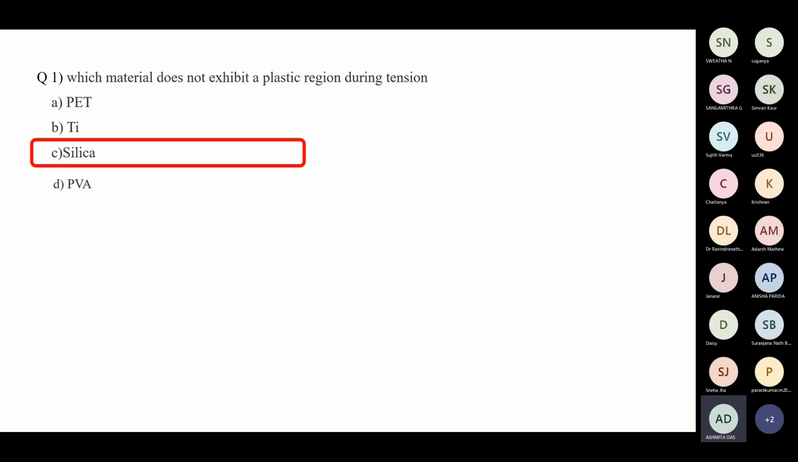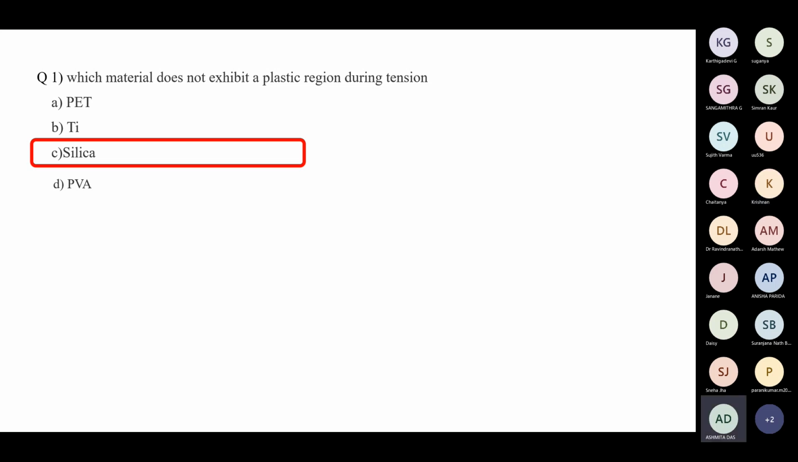Okay. So first, Shanghamitra, what is your answer? PET. Why? Because it is a polymer. Okay. But the question asks which does not exhibit a plastic region. Okay, fine. Next, Krishnan, what is your answer? Silica, madam, because it's ceramic, and ceramic material does not have any plastic region. So that's why I chose silica.